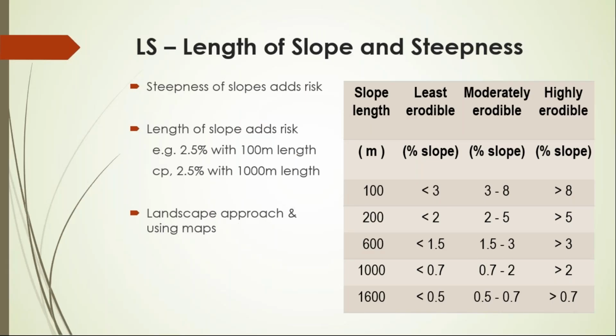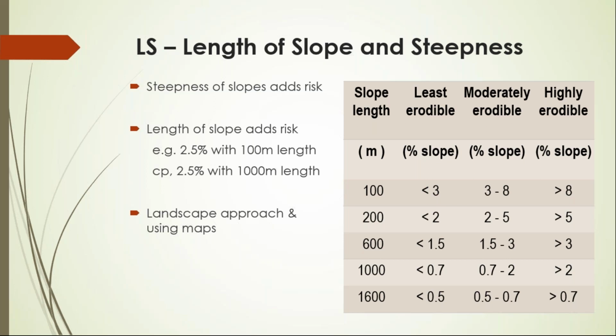So the next factor is the length of slope and steepness. Steepness of slopes obviously adds to the risk. And so here's a table where you can see that the steeper the slope, the more you move across to the right-hand side of the table, and the more erodible that slope is.